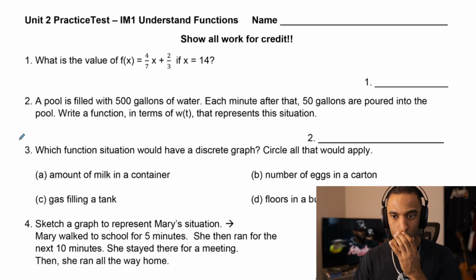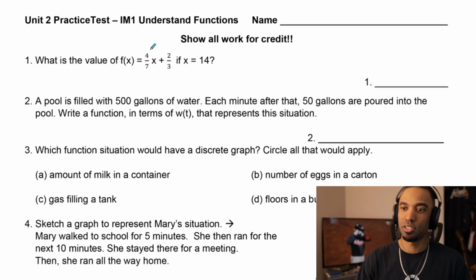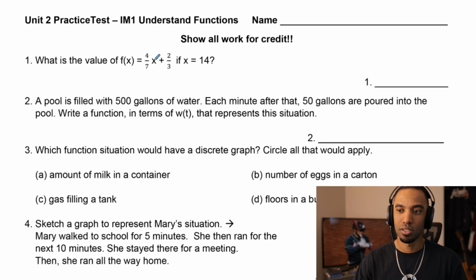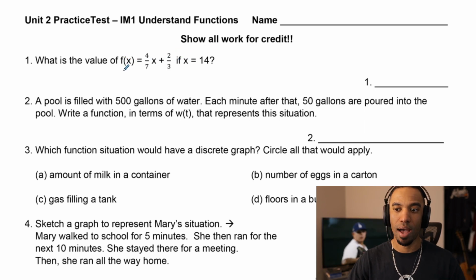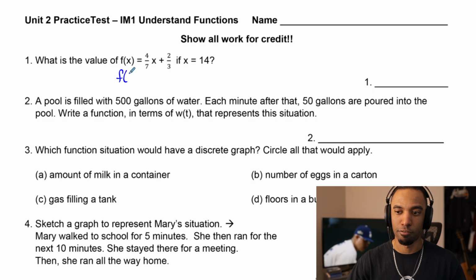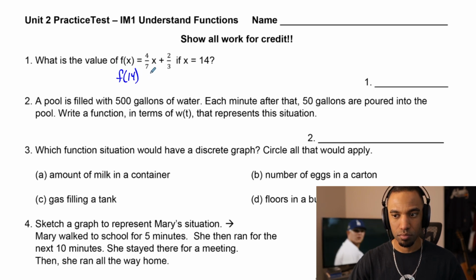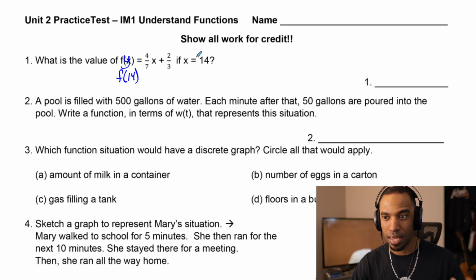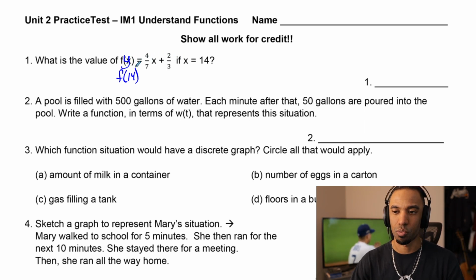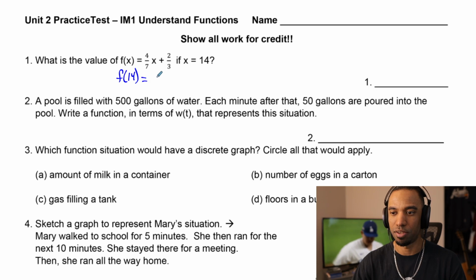Let's get started here. Number one, what's the value of f of x equals 4/7 x plus 2/3 if x equals 14? They could have also asked you, what is the value of f of 14 straight up? The reason I'm mentioning that is because if you're tested on a question like that, you'd want to know what that means. It means the same thing. The f of x means y. So they're asking, what is the value of y when x equals 14? And that's what we're doing. We're going to substitute 14 in for x and figure it out.